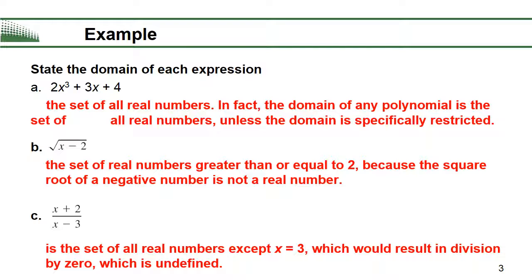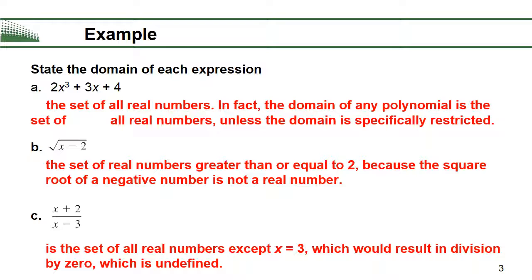Okay, so for A, it's the set of all real numbers. It doesn't matter what x you put in there, you will get an answer. So with any polynomial, actually that's going to be the case. So unless they specifically tell you to restrict the domain, you can use all values for x. Usually you're going to be restricting the domain when the polynomial is part of a real-world situation where negative numbers maybe don't make sense or certain values for an answer would not make sense.